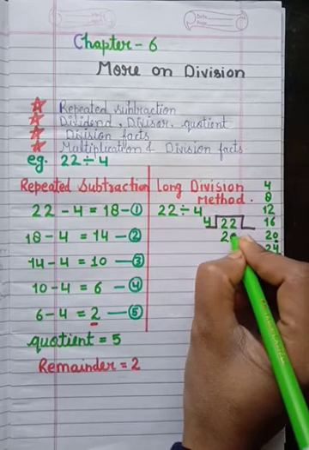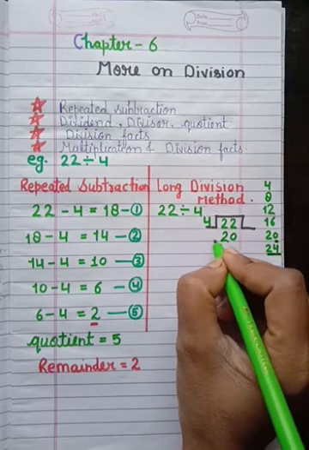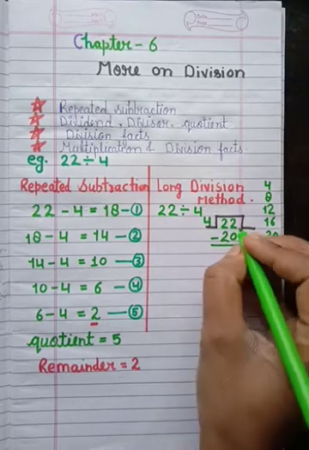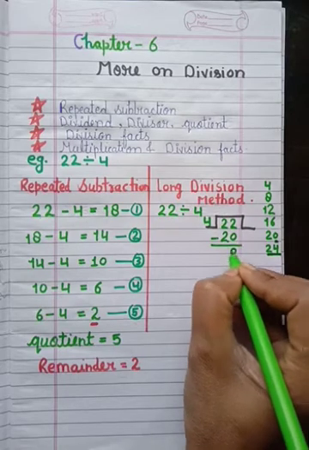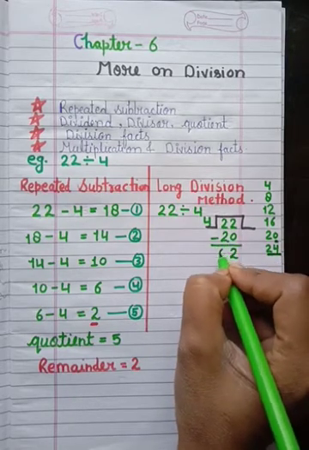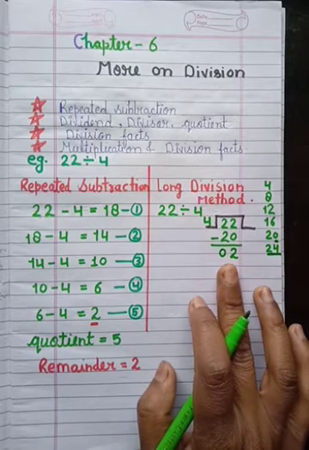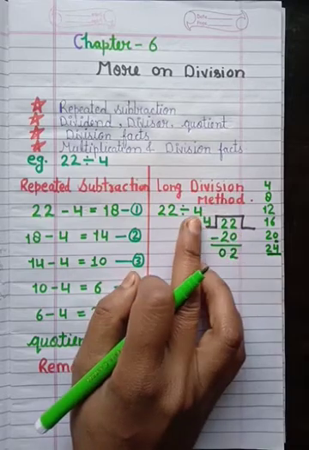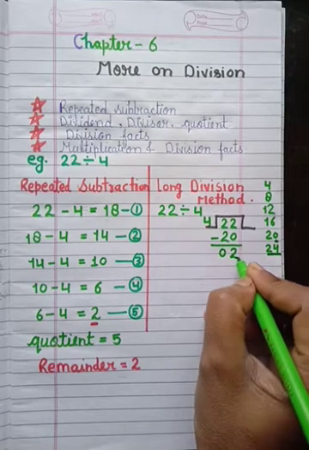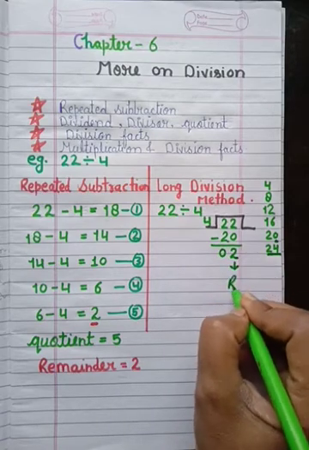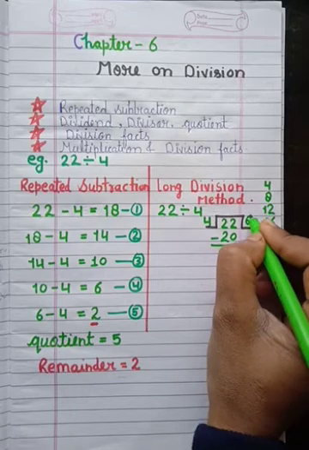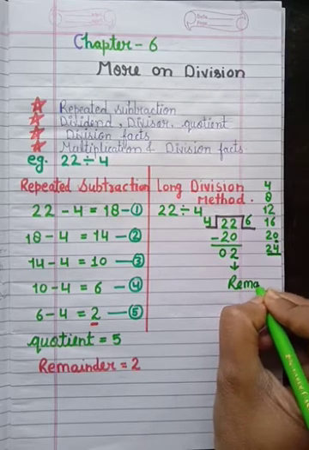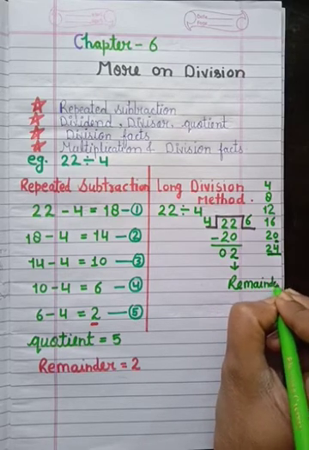And now we will subtract. We have to subtract 20 from 22. What we get: 2 minus 0 is 2 and 2 minus 2 is 0. So here you can see that 2 will not come in the table of 4, so it is called the remainder.